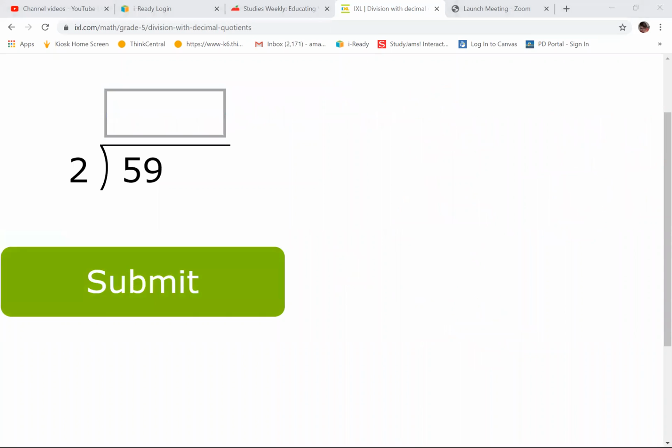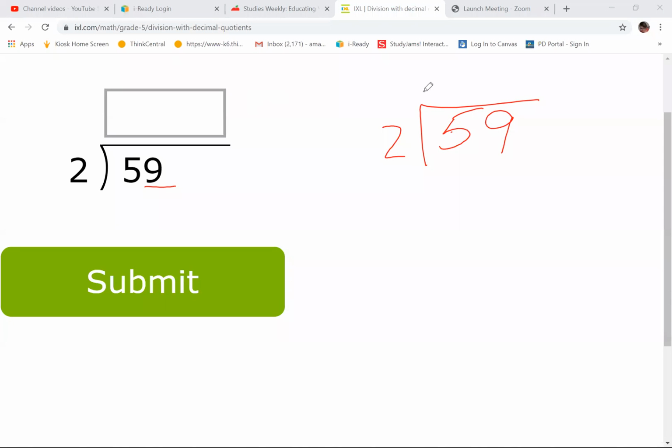One more and then we'll move on. So we have 59 divided by 2. Now I can tell right away that there's going to be a remainder, because 59 is an odd number and 2 is an even number. So there's going to be a remainder left over. Let's do our math. 59 divided by 2.